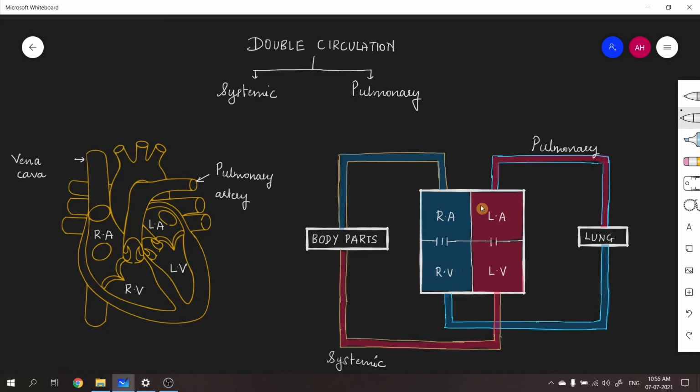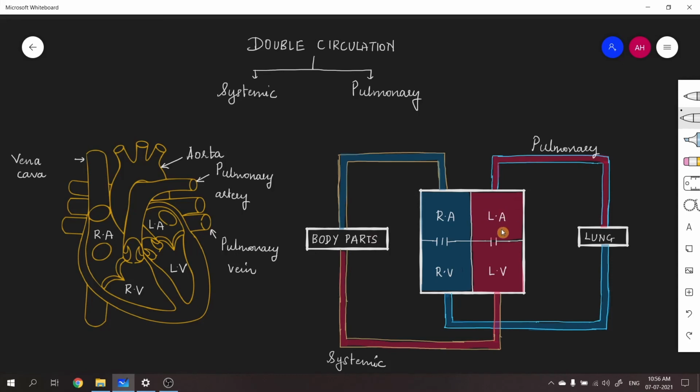Then the vein that comes from the lungs to the left atrium is the pulmonary vein. So this is the pulmonary vein. It brings the oxygenated blood from the lungs. And lastly, it is the aorta that arises from the left ventricle carrying the oxygenated blood to all body parts, right? So this is the aorta here, which is the largest artery in our body. Fine. So that's all about double circulation.